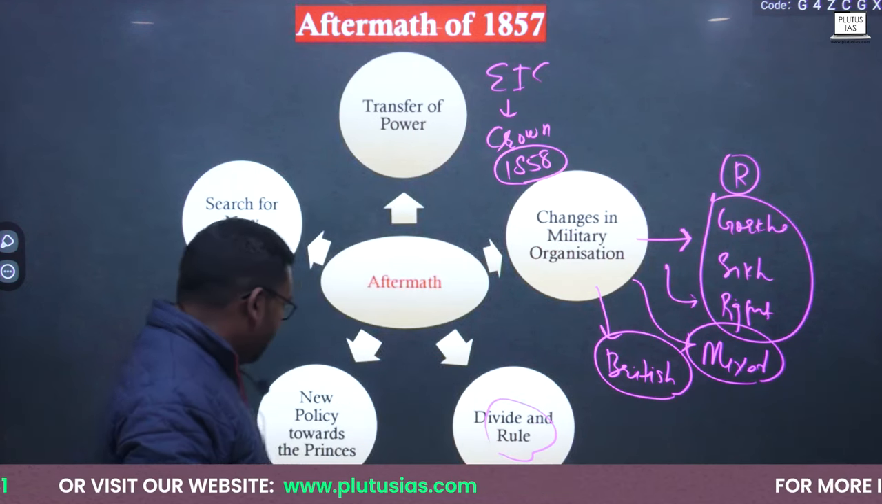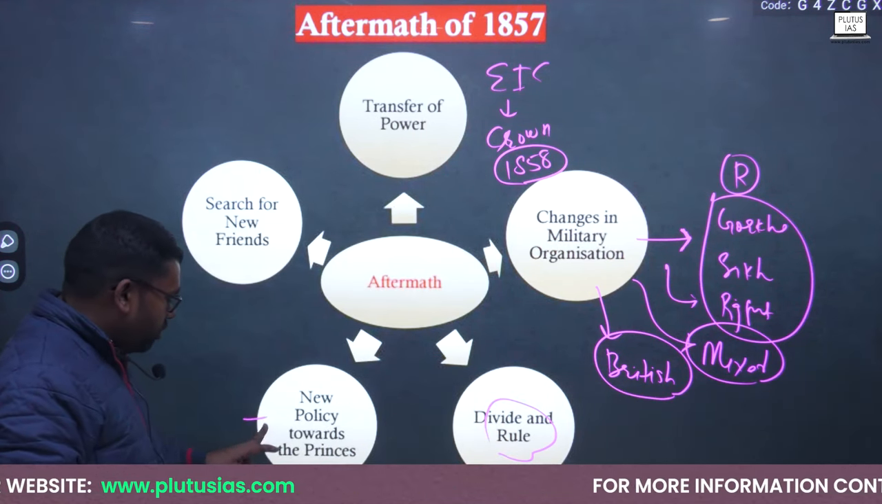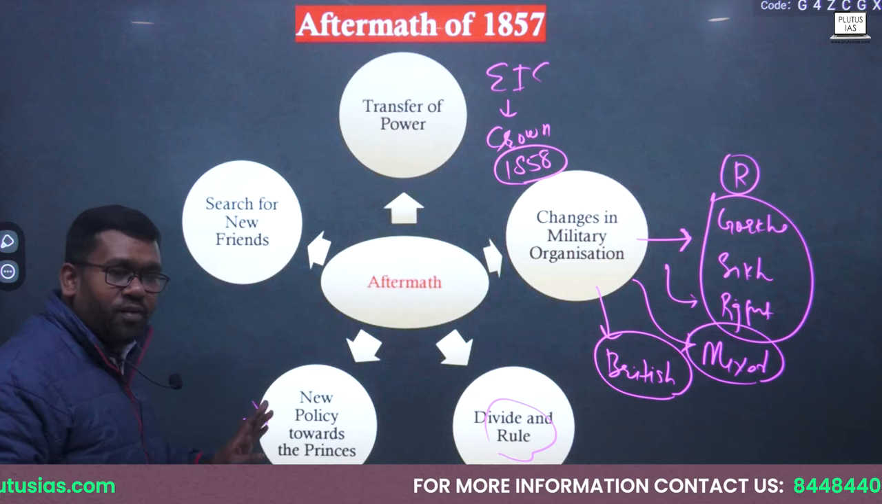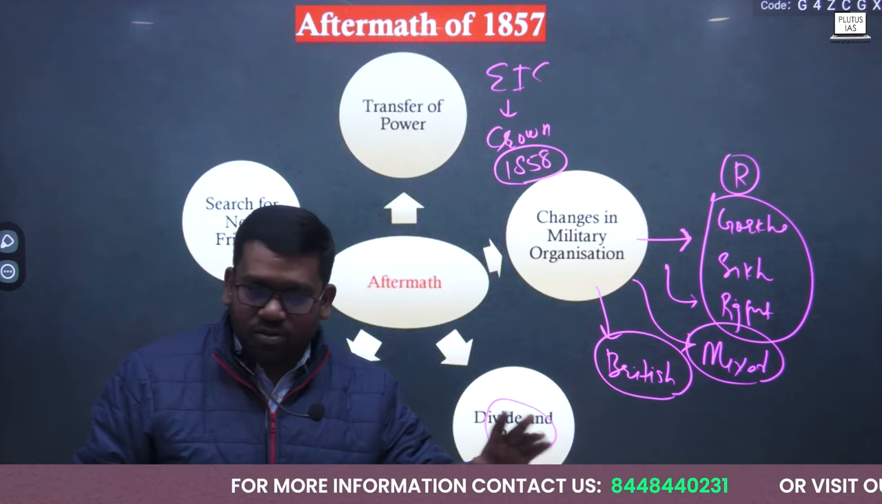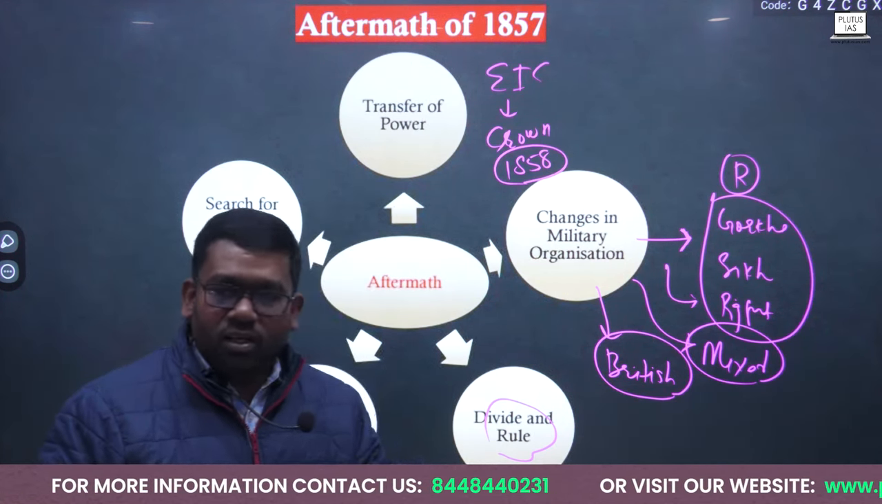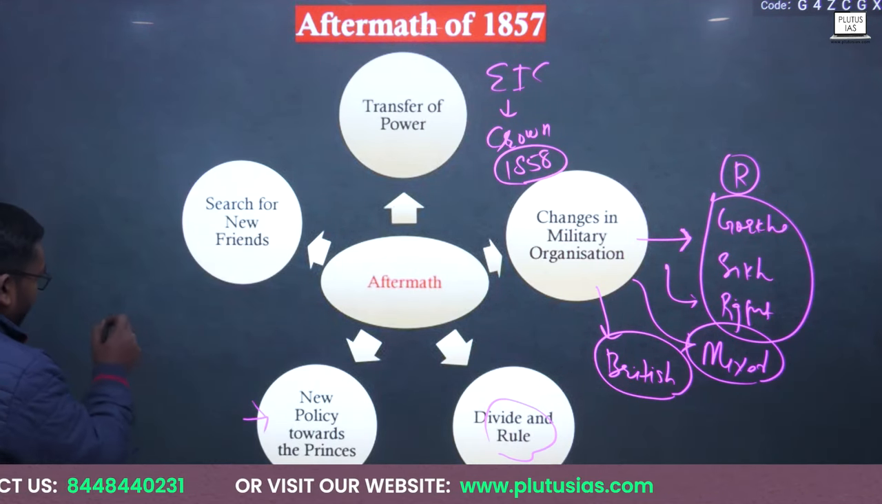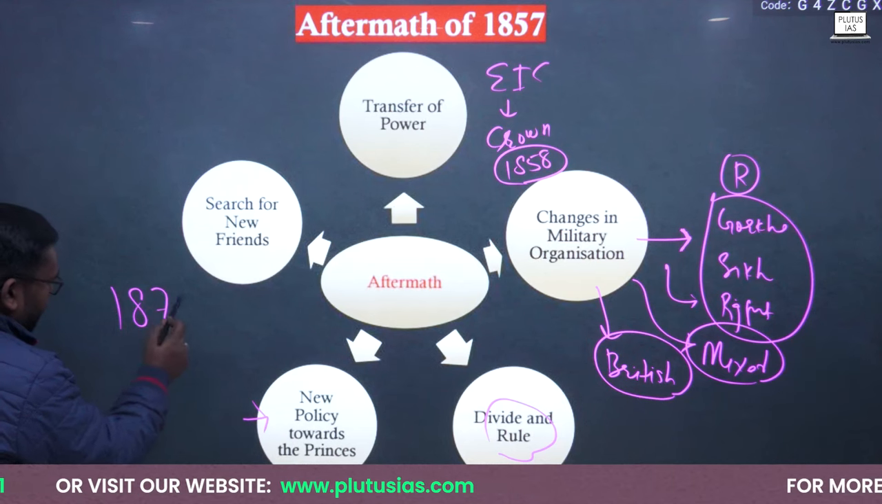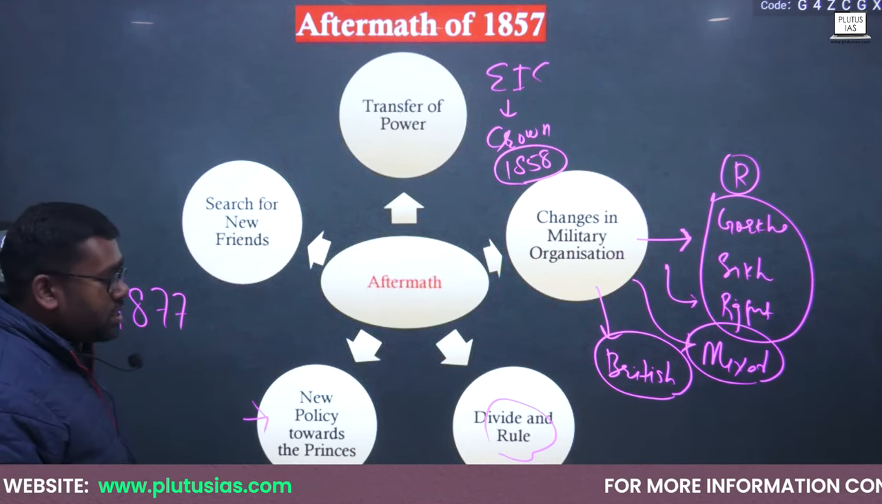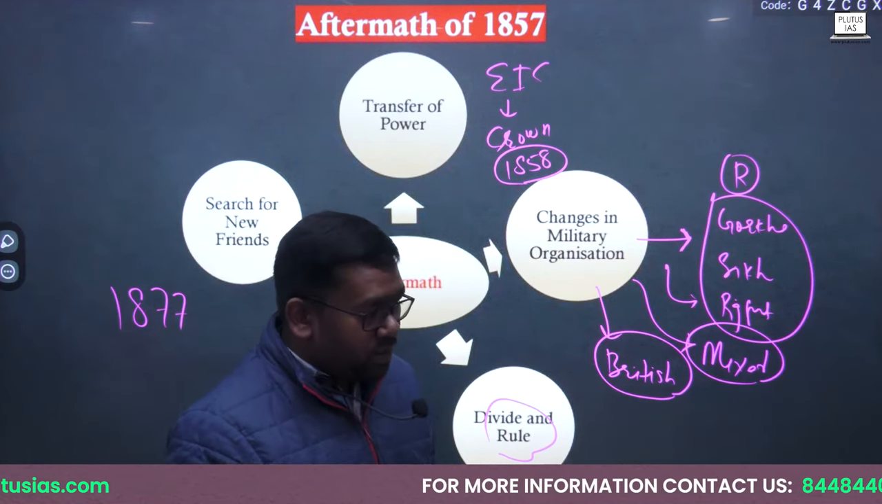This is the most important. There was a new policy towards Indian princes. They said that we will not capture your region, you support us, right? And according to the subsidiary alliance system, under this, three darbars were held. When was the first darbar held? 1877, in Delhi. Now there is a first question, but we should not go into detail.